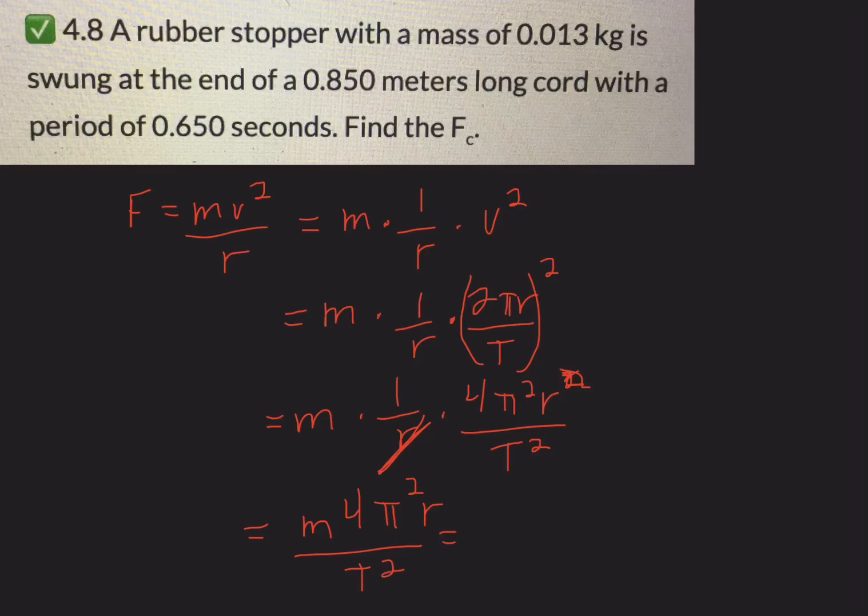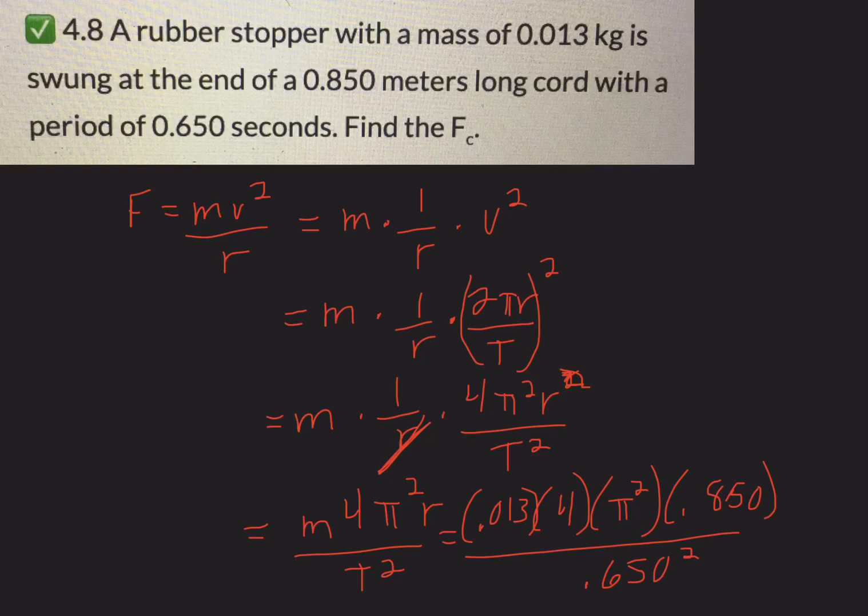Okay, so the mass was 0.013 times 4 times pi squared times the radius, and the radius was 0.850 meters, and that's all over the period squared, which would be 0.650 squared. So I'll try to do that on the calculator real quick here: 0.013 times 4 times pi squared times 0.850 divided by 0.65.